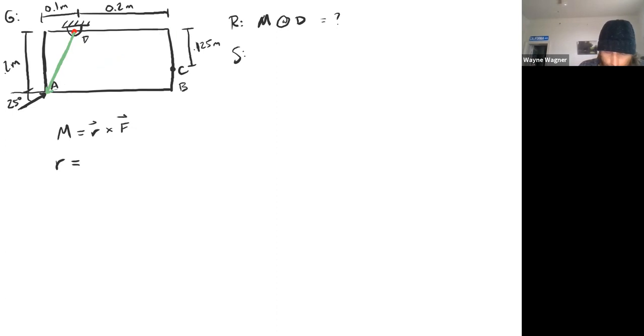Anyway, my R vector is going from D to A. That tells me something about the sign. Right now, I can tell that in the X direction it's negative because it's going from D to A, and in the Y direction it also looks negative. So this is going to be negative in the I and negative in the J.